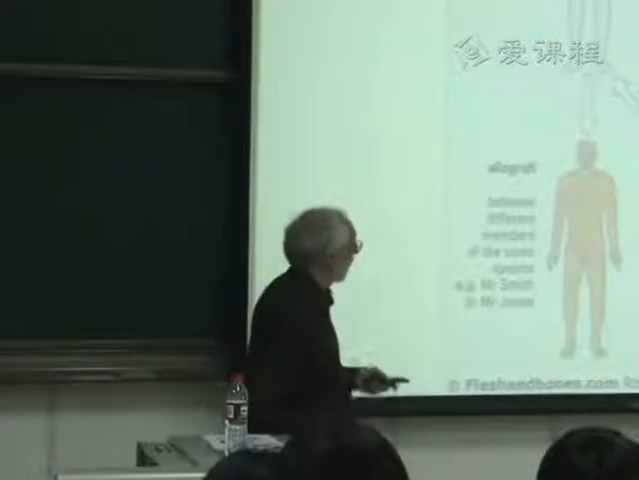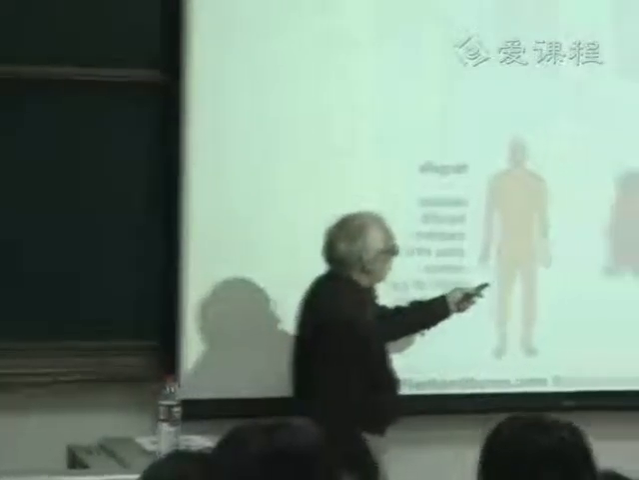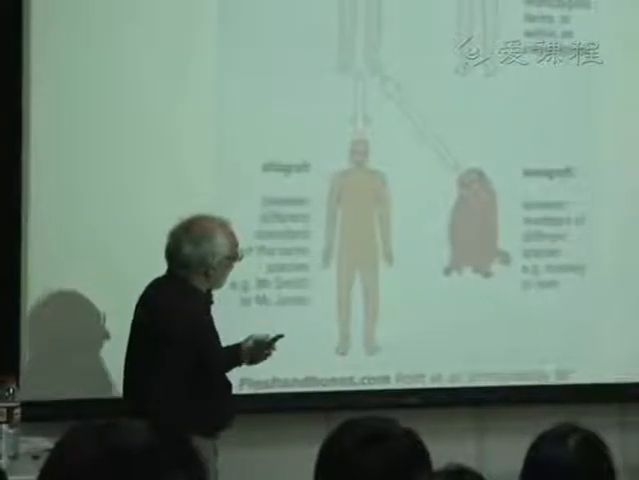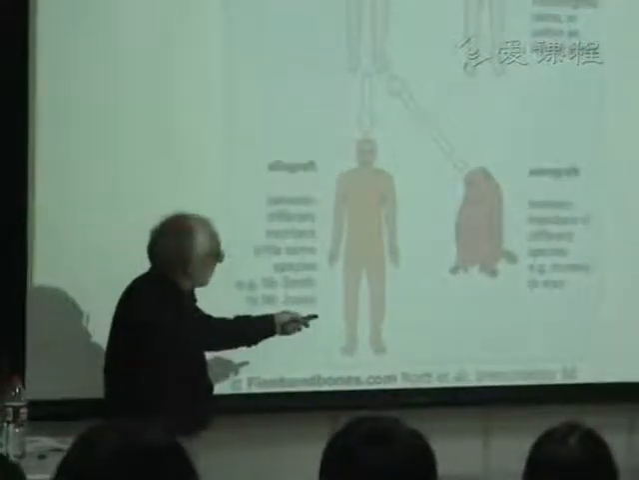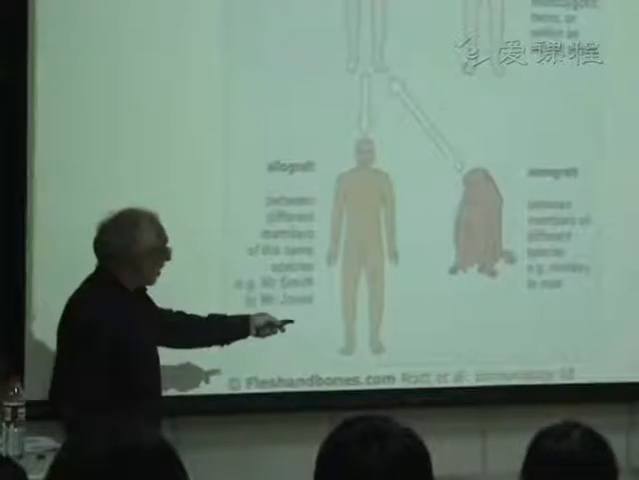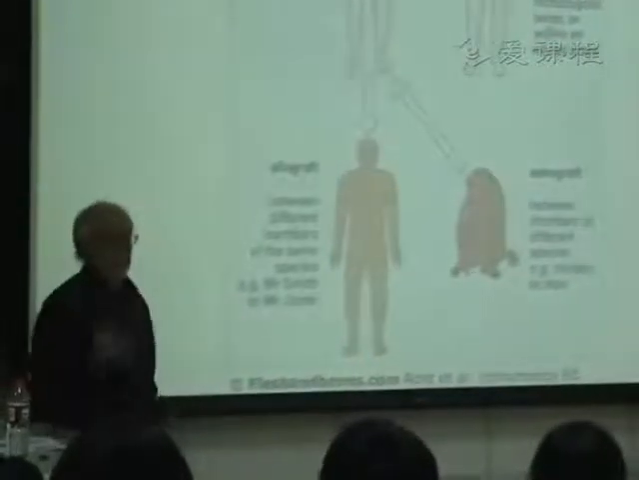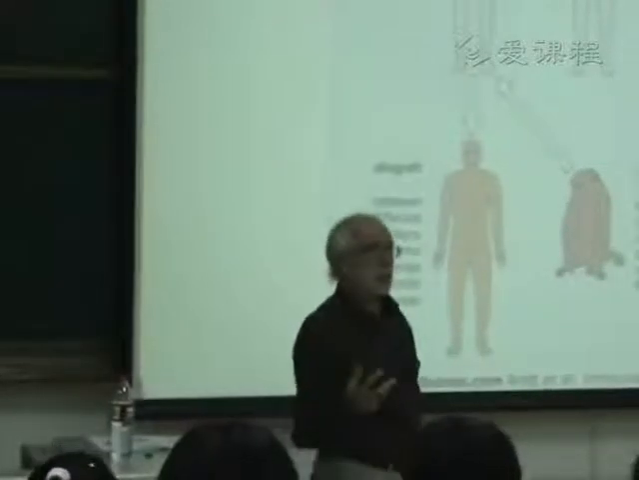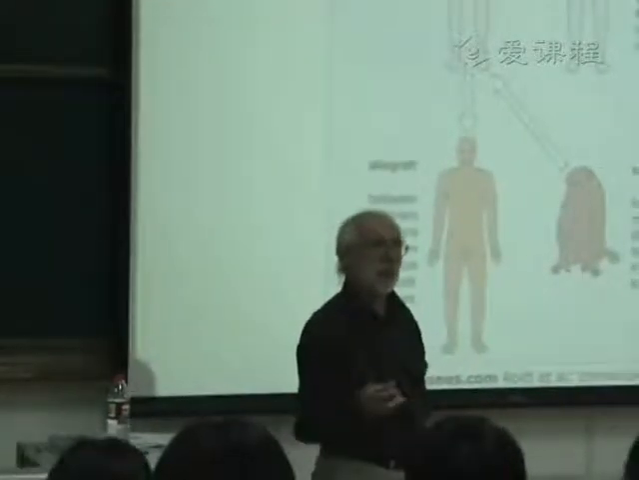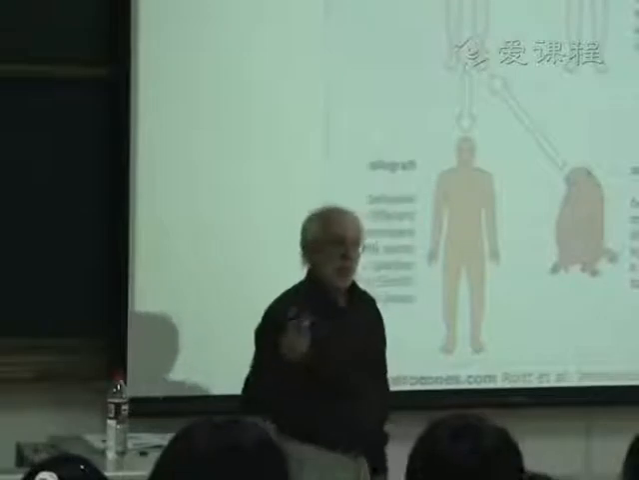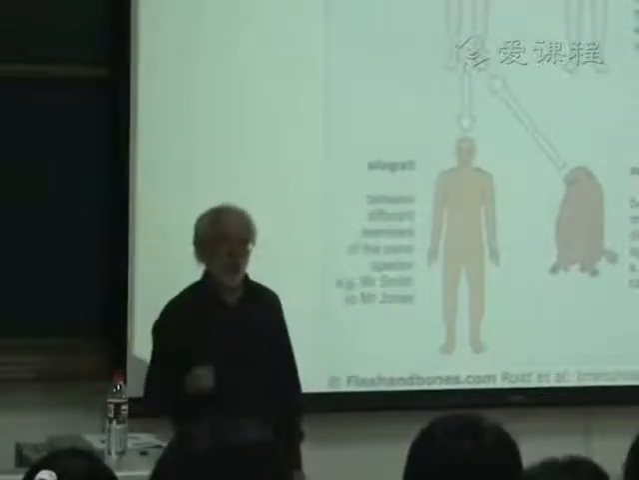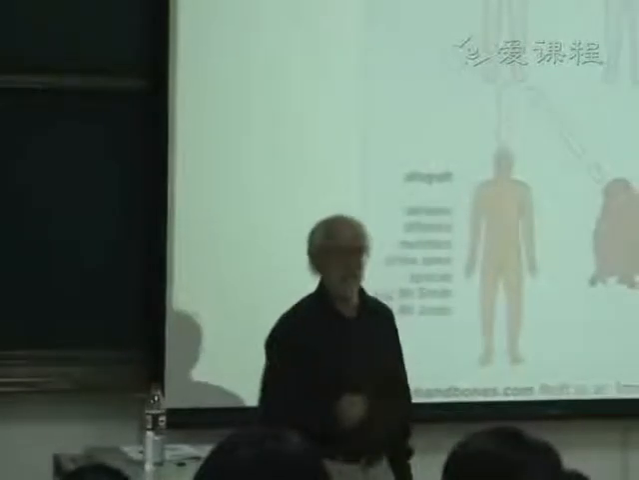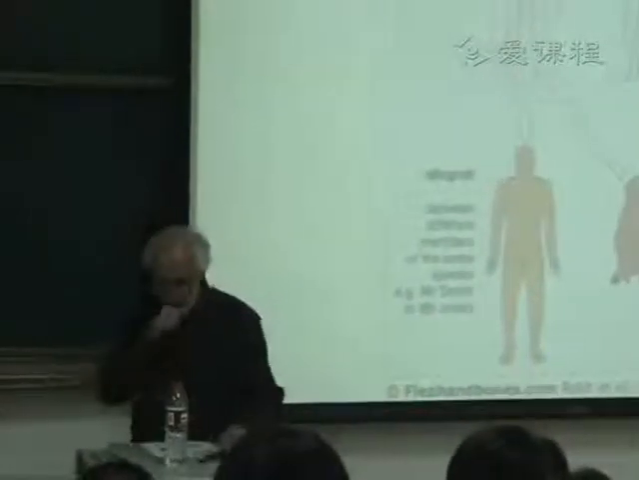And then increasingly, people are beginning to talk about xenografts. This is where you have a graft between members of different species. For example, monkey to man. Now, it's unlikely for a variety of reasons that organs would be transplanted from monkeys to men. But people are beginning to think in a very serious way about transplanting organs, for example, from pigs to humans. I'll talk about that at the end of the session.